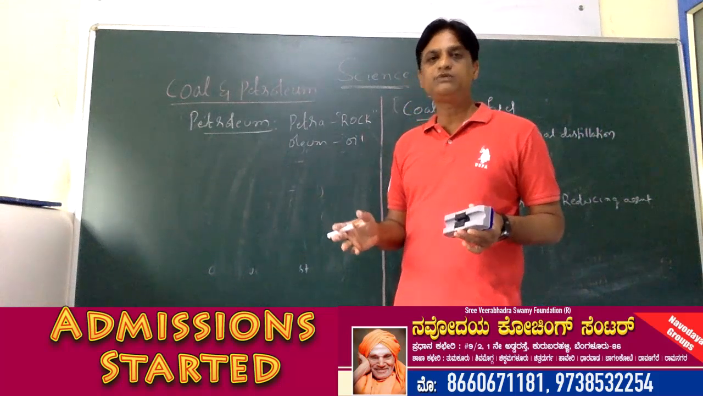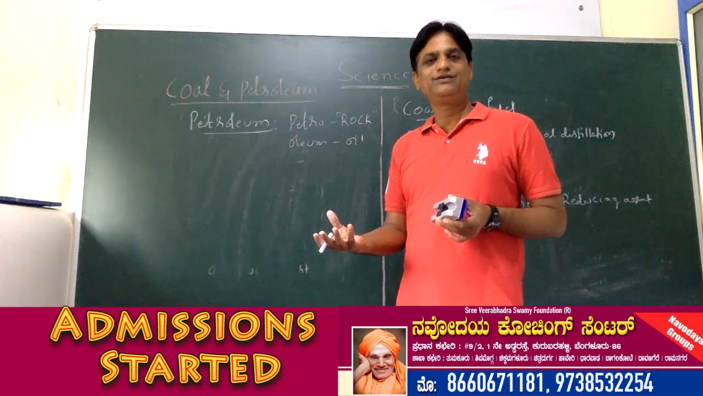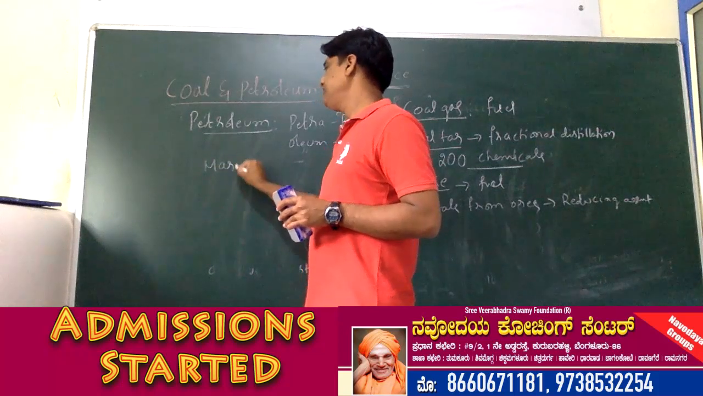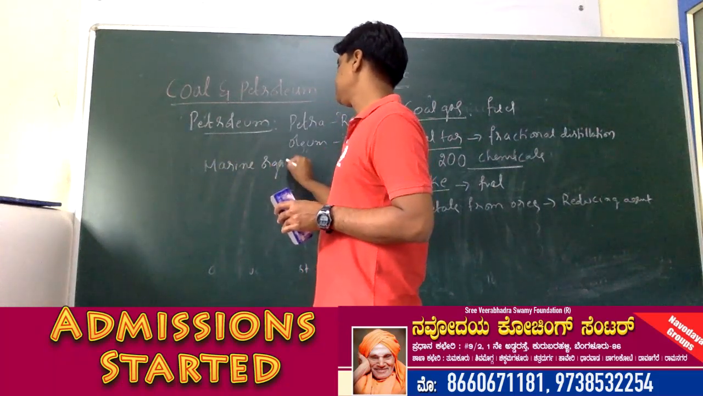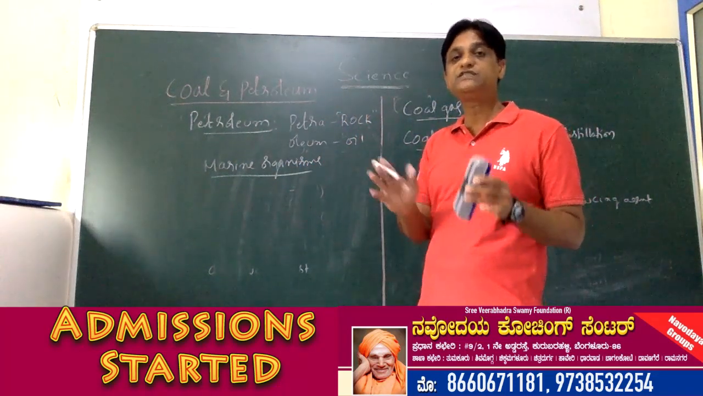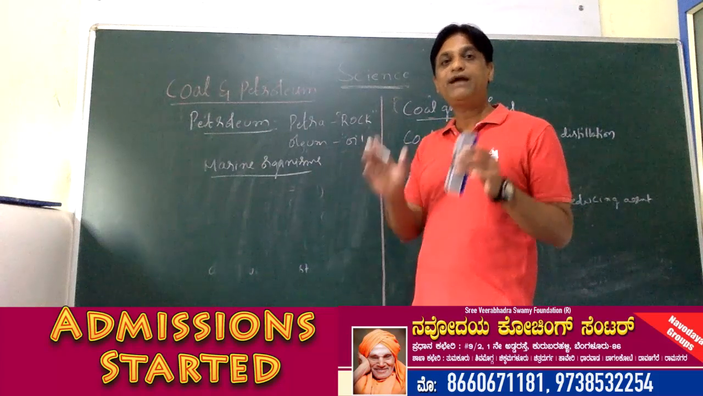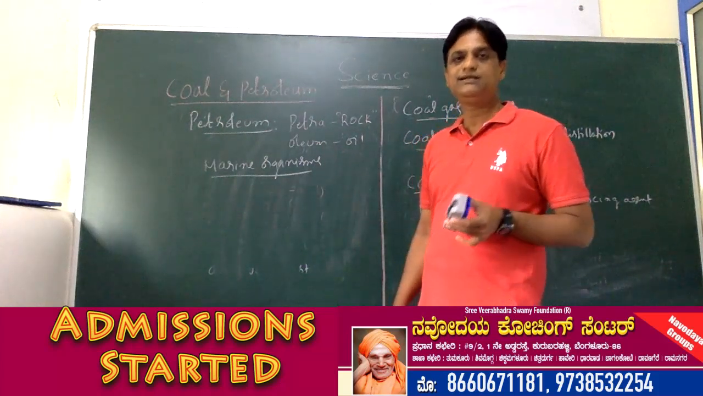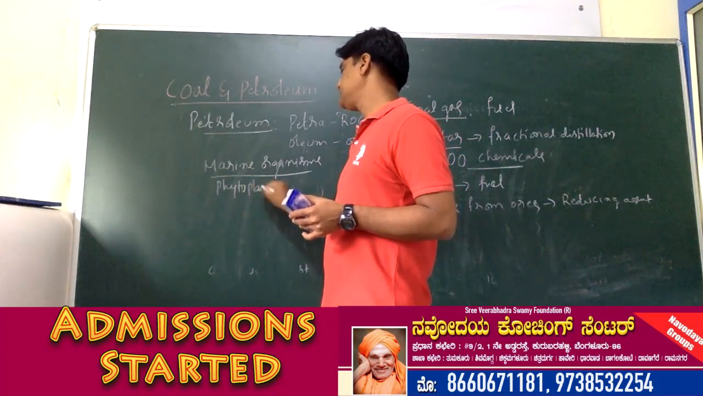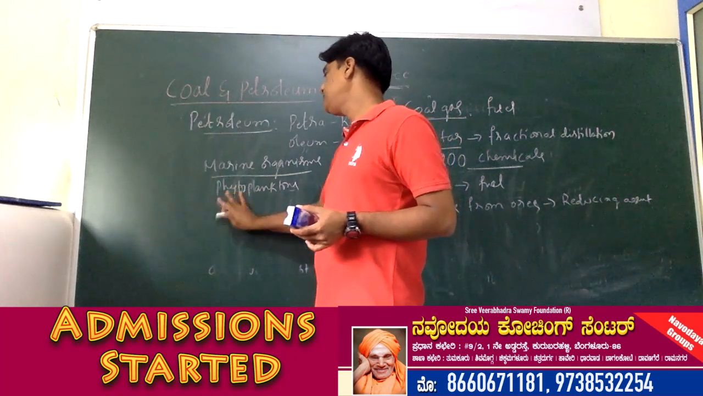So how has coal been formed? Coal has been formed by dead vegetation. And similarly, petroleum has been formed from marine organisms. So what are marine organisms? Organisms which live in the sea. Sea organisms are called marine organisms. Microscopic marine organisms. Microscopic plants are called phytoplanktons. Microscopic animals are called zooplanktons.